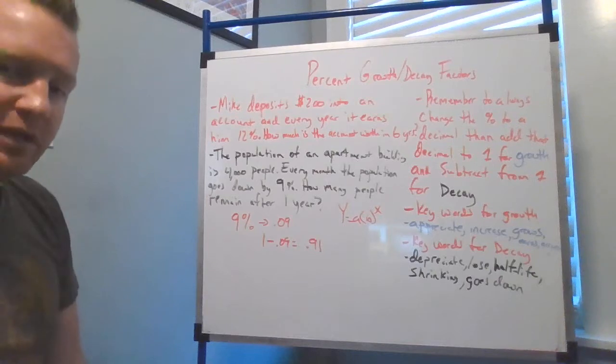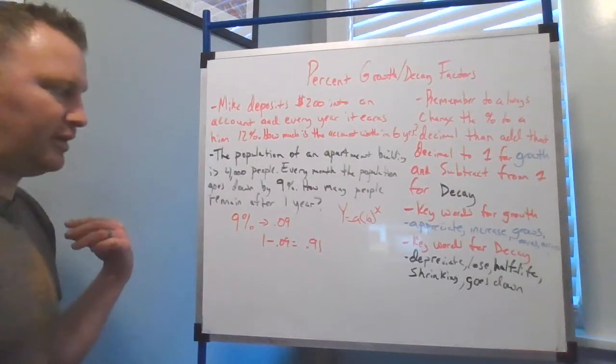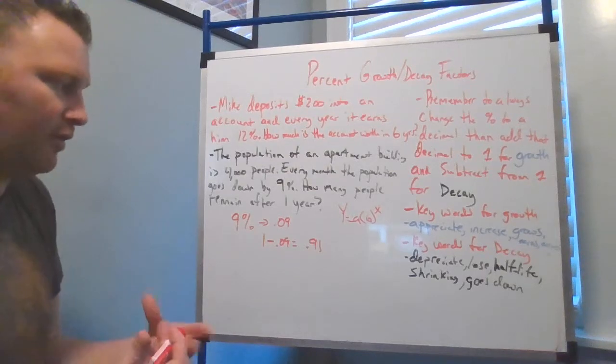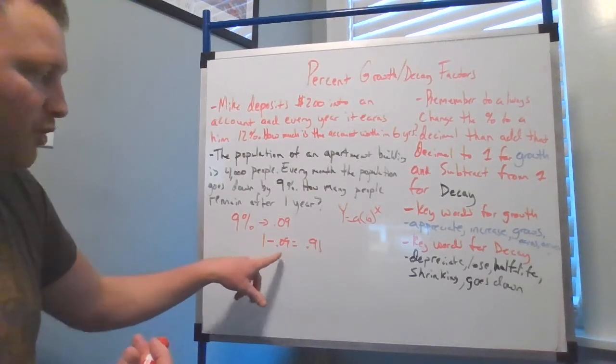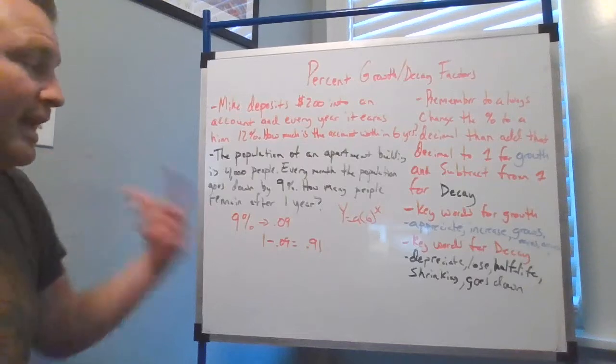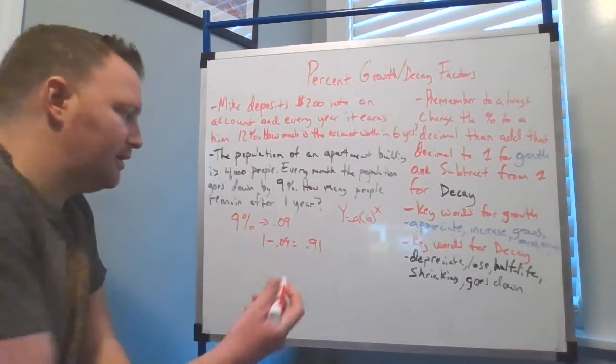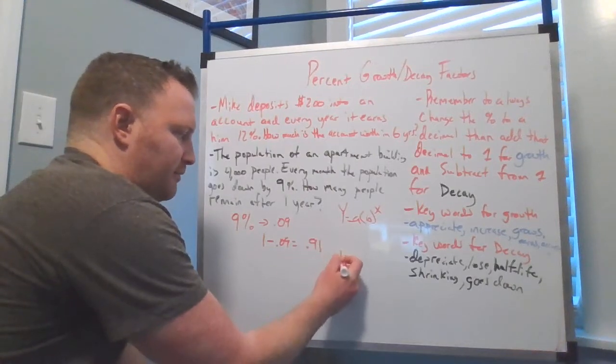So that means, if you think about it, if you're losing 9% per year, that means you have left over 91% of the people that were there before. So that makes sense. But if you do 0.09 minus 1, you're going to get negative 0.91. And this should never be a negative number. Okay? So now let's start building our equation to make sense of this.